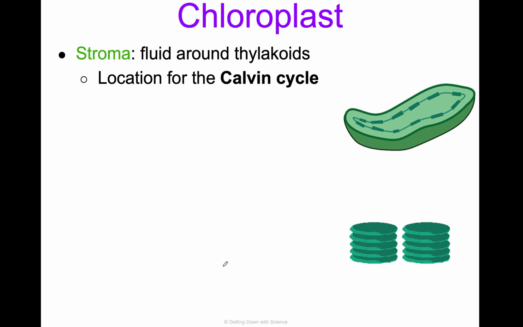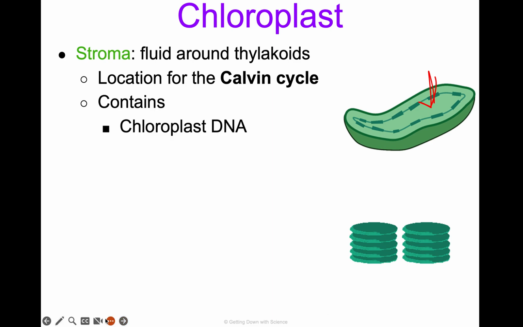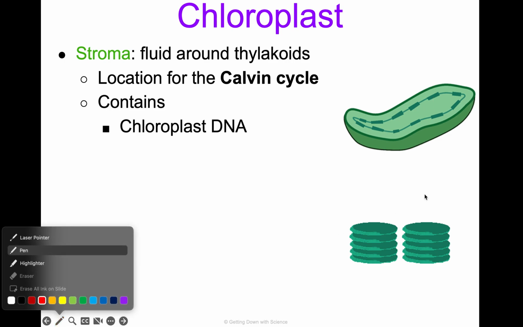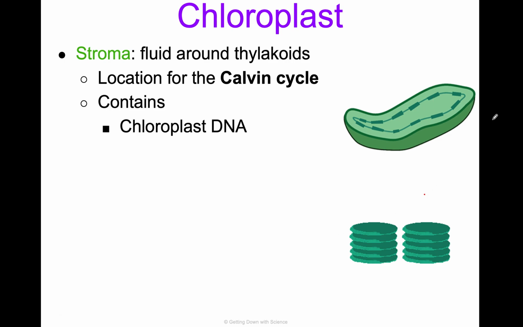The stroma is the fluid around the thylakoids, right? Similar to the cytosol in cells, the stroma is the fluid around it. It contains chloroplast DNA. So plants also have DNA that is separate from their nucleus. Two sets. Well, actually, I shouldn't say that. I don't know if the plants have two sets. Eukaryotes do, though.